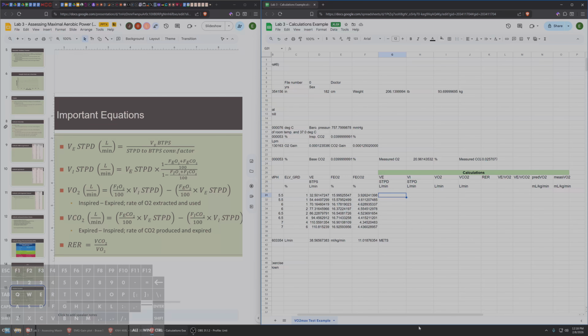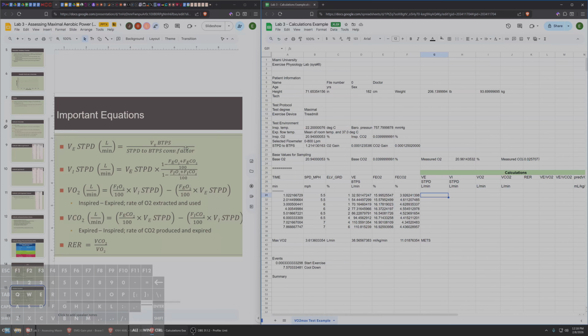All right, so starting with VE, standard temperature, pressure, dry. We are going to take body temperature, pressure, saturated, and divide it by our conversion factor. Our conversion factor is on this sheet right here, standard temperature, pressure, dry to BTPS. That's calculated using the testing environment, temperature, pressure, and humidity. So the computer does that for us. We don't have to do it. I've checked it. It's pretty close, within 8 decimal places. So it's pretty good, I'd say. So we can do our calculations here. VE, standard temperature, pressure, dry. We're going to take this.